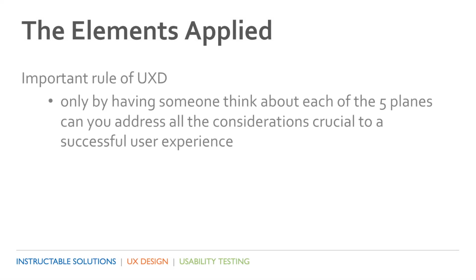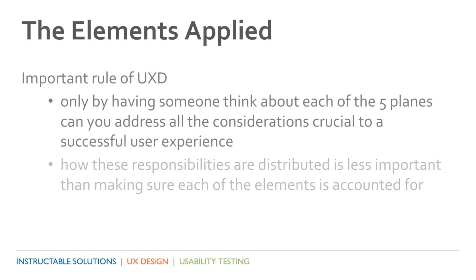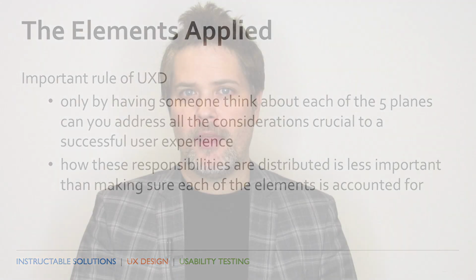And here's one important rule of UX design to consider. Only by having someone think about each of the five planes can you address all the considerations crucial to a successful user experience. How these responsibilities are distributed is less important than making sure each of the elements is accounted for. You can't skip a step in the user experience process.